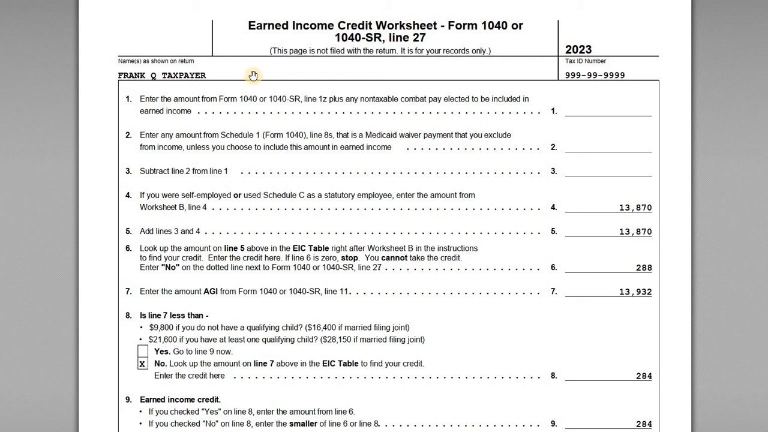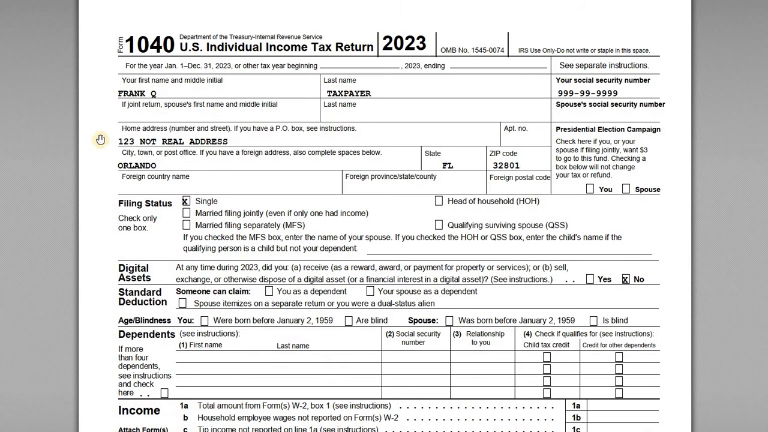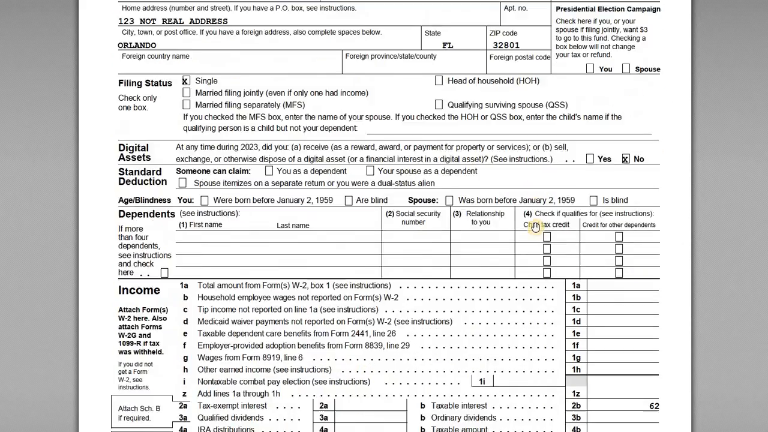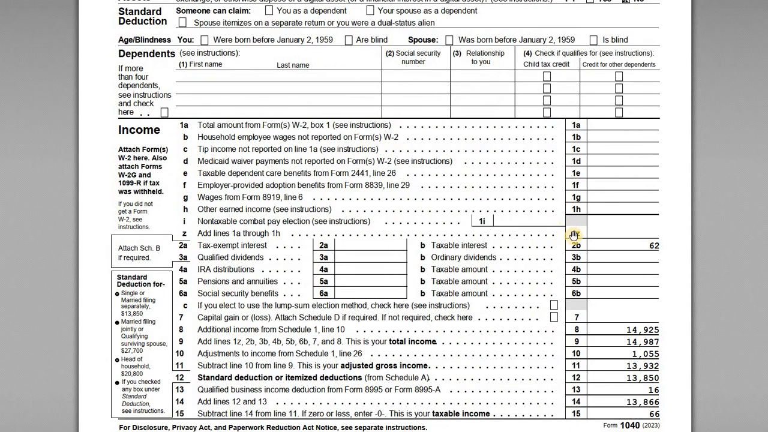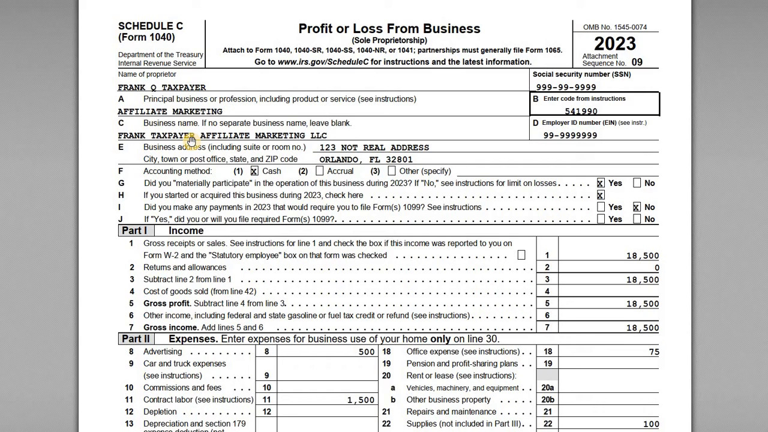Alright, for this video I want to go over a sample earned income credit calculation for a single filing taxpayer in 2023. So in this example we've got Frank, taxpayer here. He is a single filing taxpayer, full-time resident of Florida. And Frank is not an employee of a company. He runs his own business, and that business is a single member LLC, a disregarded LLC. So he is a sole proprietor for tax purposes, and he reports everything on Schedule C.